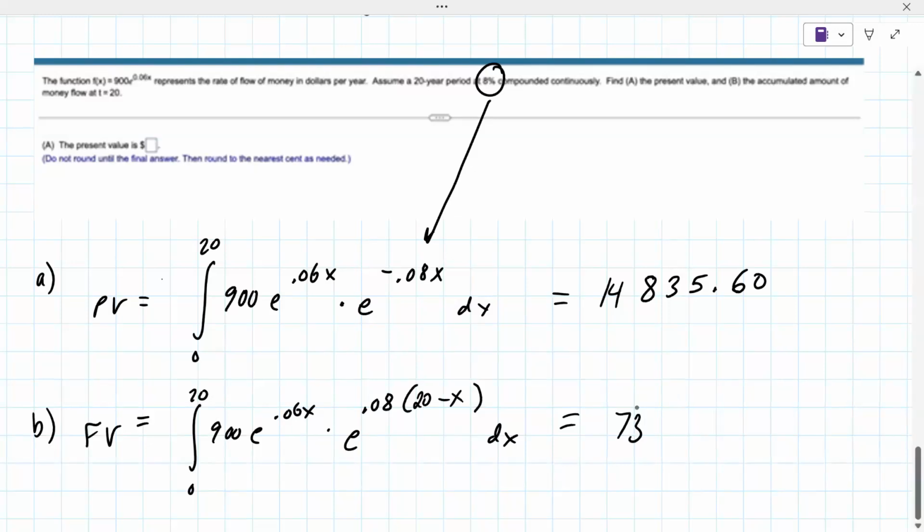All right, 73,481.20. Yeah, okay, that was right. So the difference is the percentage does go positive, but then it's 20 minus the variable, or the time value minus the variable.